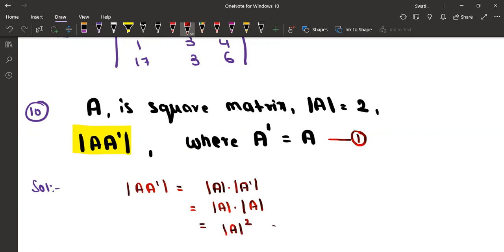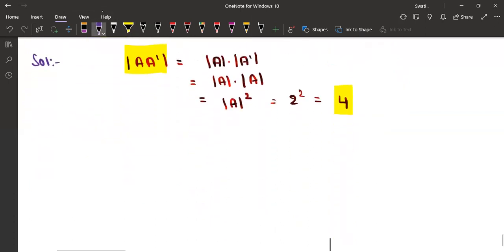What is the value of determinant A? It is already given as 2, so it is going to be 2 square, so it is 4. So this was a very simple question, just a one-line answer. You just need to use the property of a determinant. The answer for the determinant of A transpose is simply 4. All right, so we are done with the 10th question as well. Now let's go to the 11th question.